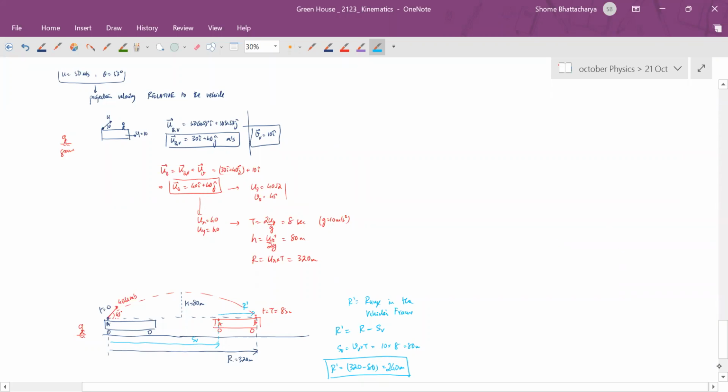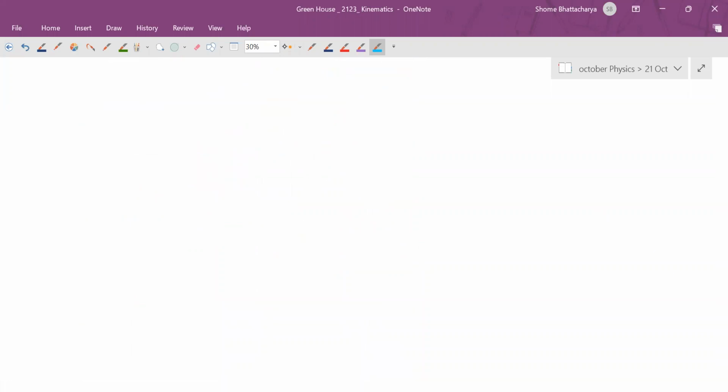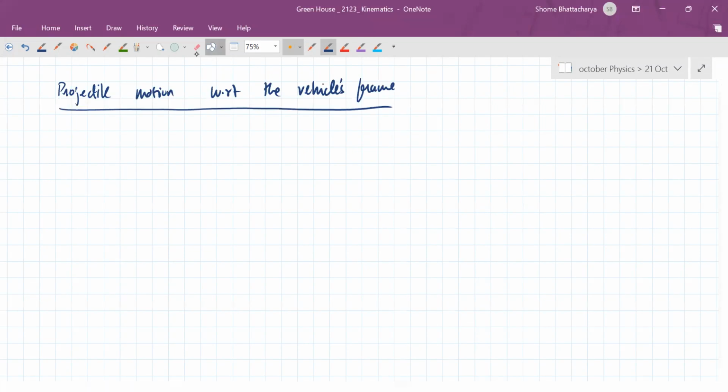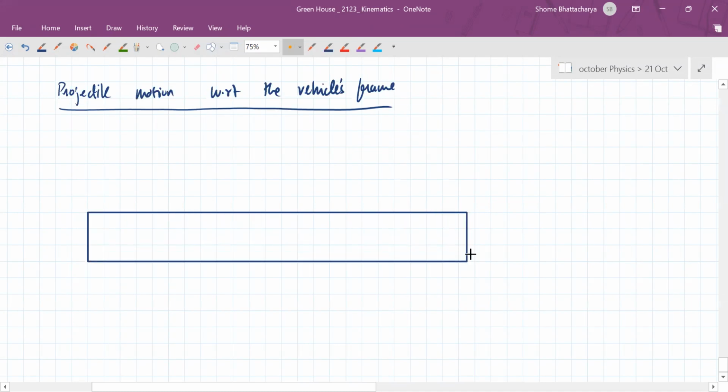Okay, so now we can also understand the projectile motion alternately as seen by an observer standing on the vehicle, in the vehicle's frame. With respect to the vehicle's frame. So once we are standing on the vehicle, in our frame, the vehicle becomes stationary.